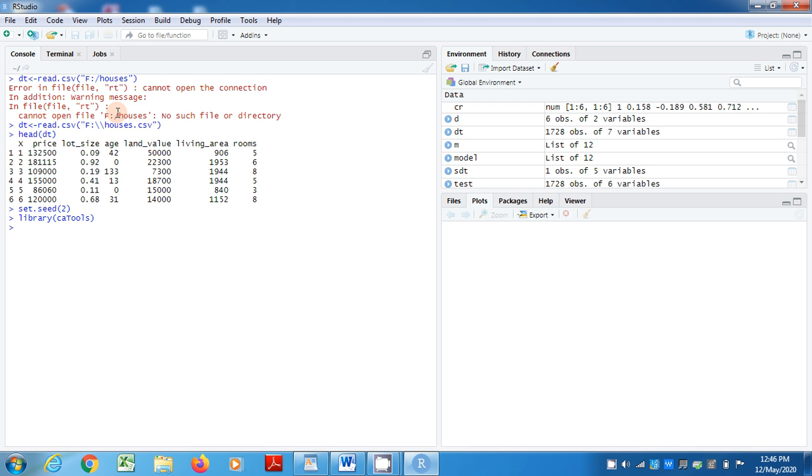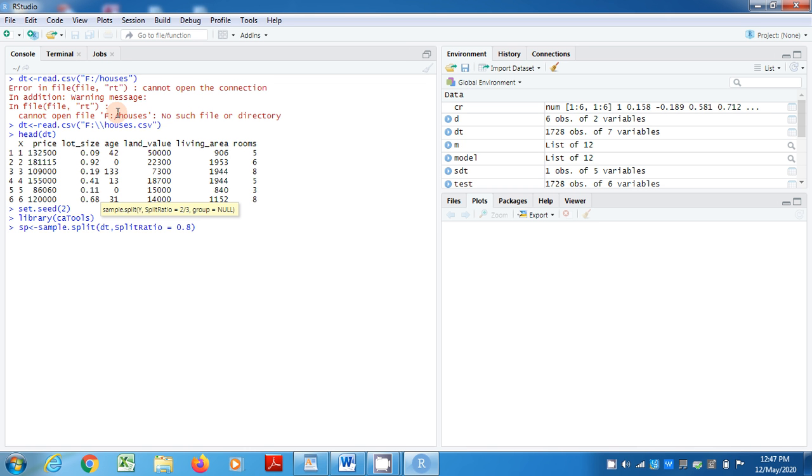So the caTools package was loaded. Now I am splitting the data into SP. SP is the variable that stores the result of sample.split. The sample.split function takes the data set, which is available in DT, right? And how much percentage you want for the separation, so the split ratio is equal to how much I want, 80%. For 80% I am passing 0.8.